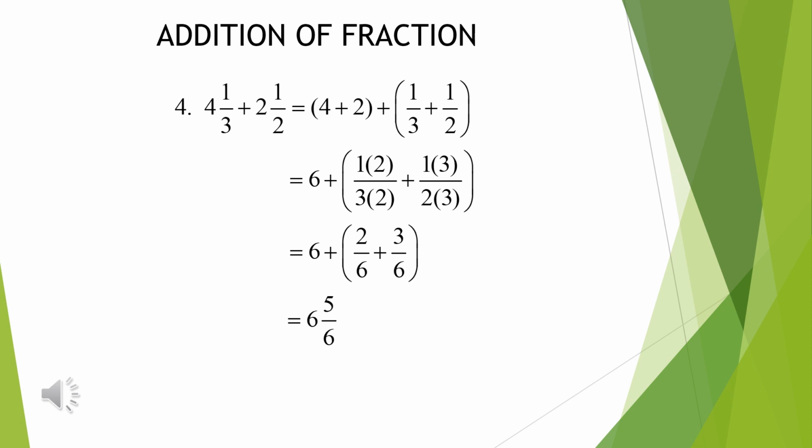We will be changing the given fraction into fraction having the same denominator. We will multiply both the numerator and the denominator by 2. On the other side, we will multiply it by 3. So 1 times 2 is 2, and 3 times 2 is 6. 1 times 3 is 3, and 2 times 3 is 6. So we have already the same denominator. 2 plus 3 equals 5. We just copy the denominator 6. So the answer is 6 and 5/6.